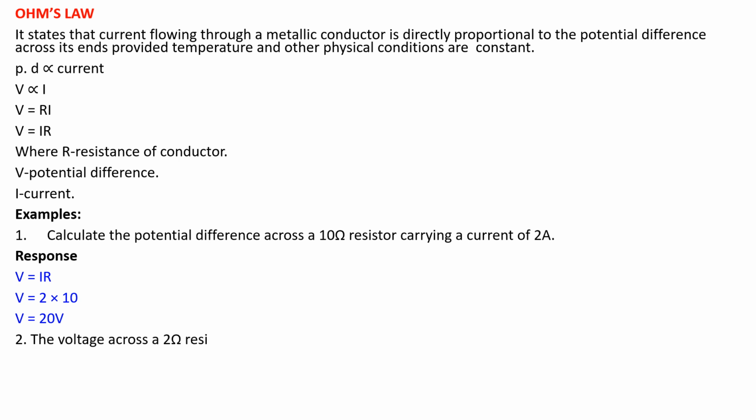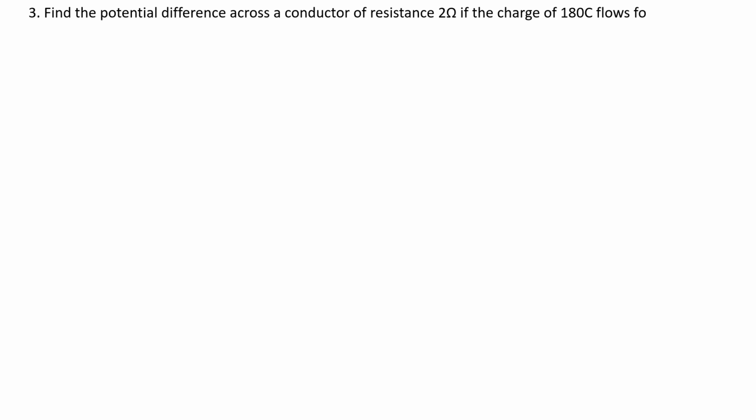The second question, we are given the resistance and voltage. They want us to find current. Use the same equation. We substitute to get the answer. Next, here we are given resistance and charge flowing for 2 minutes.